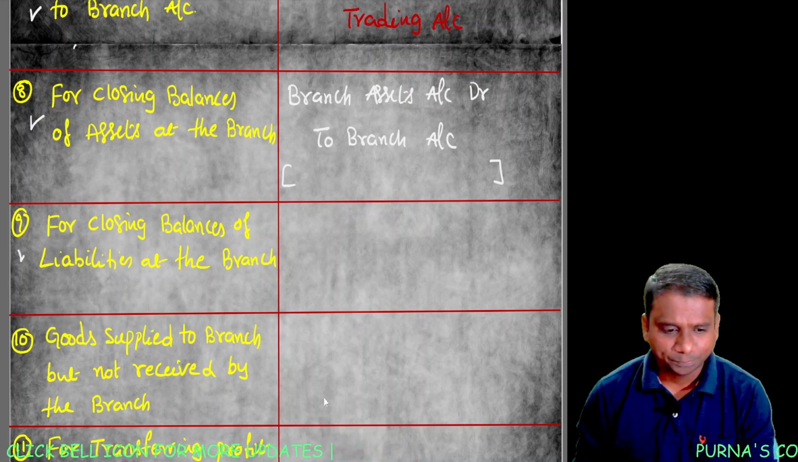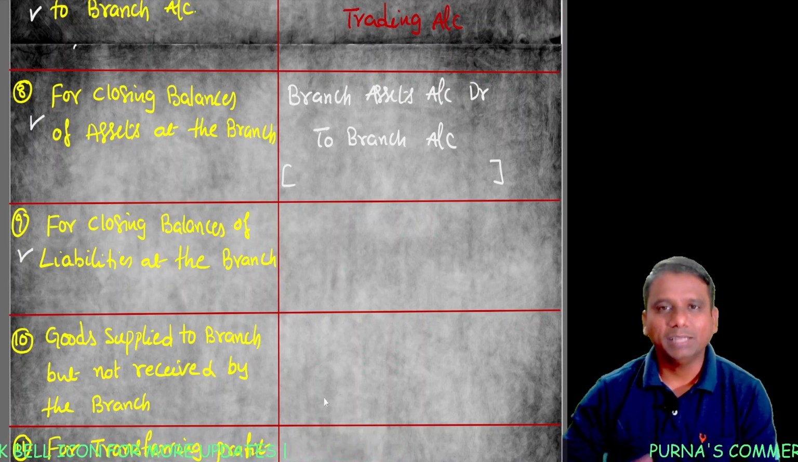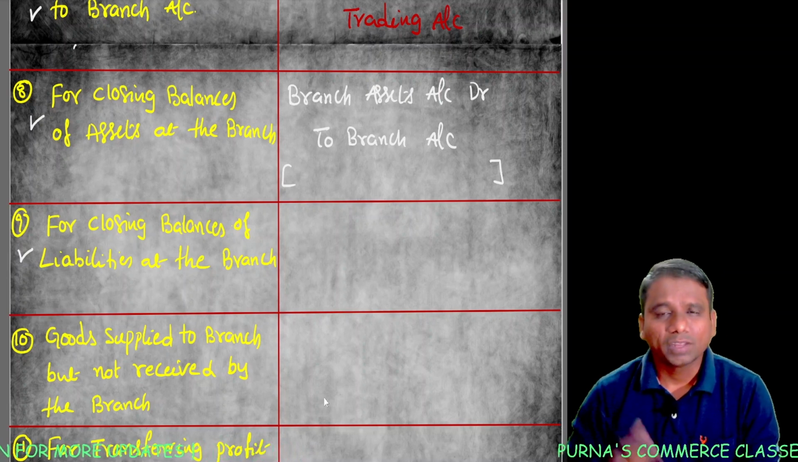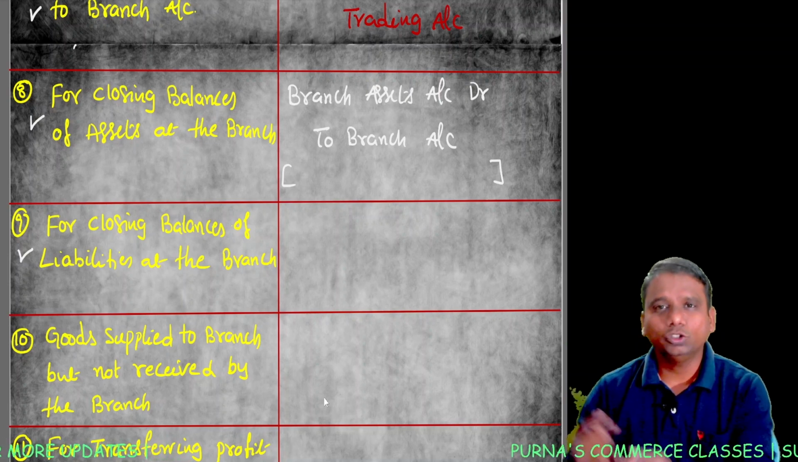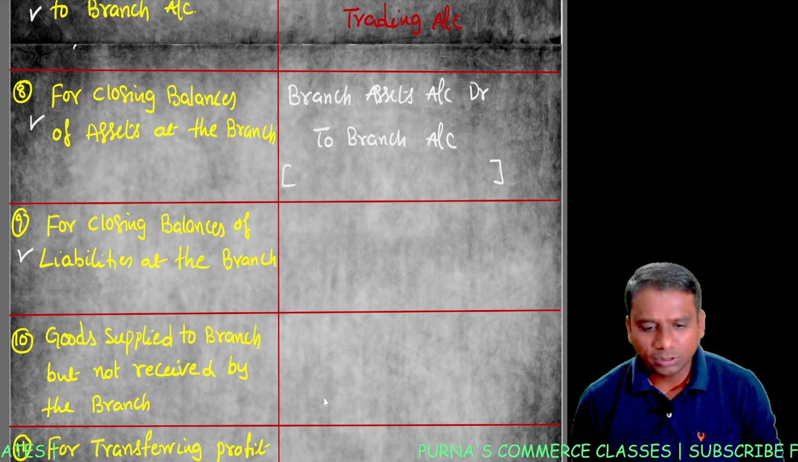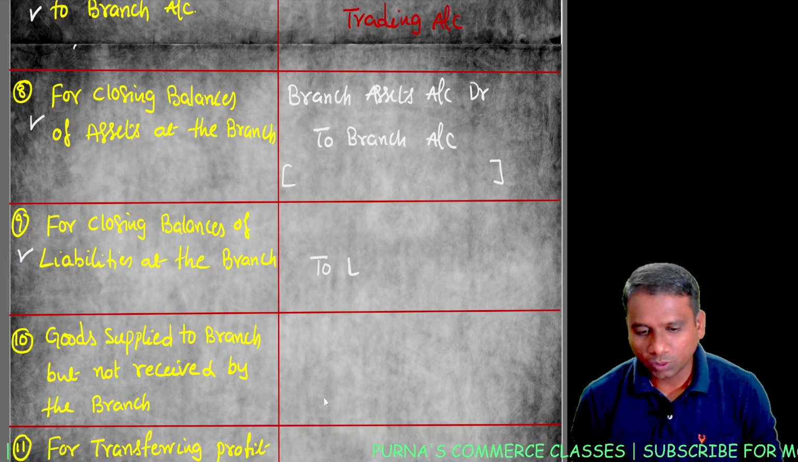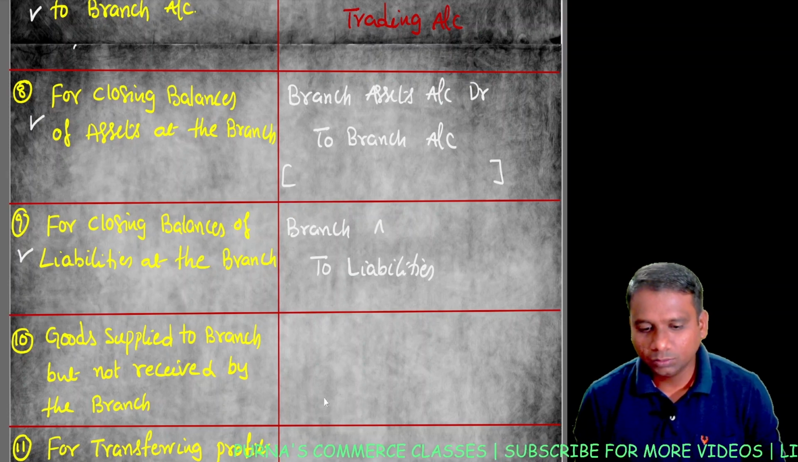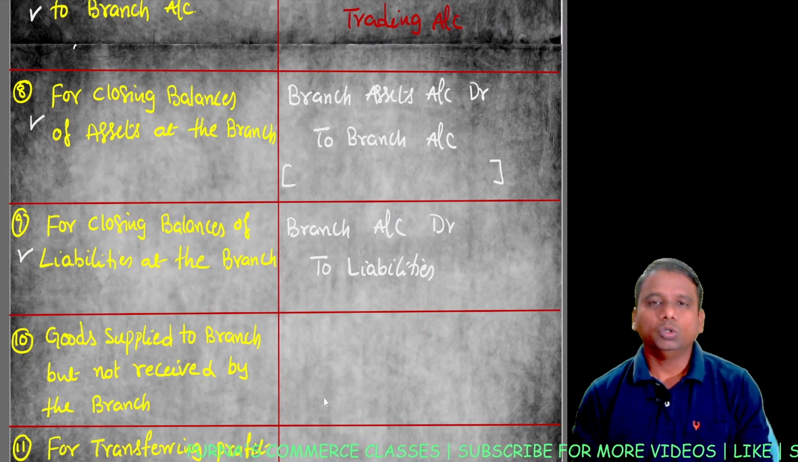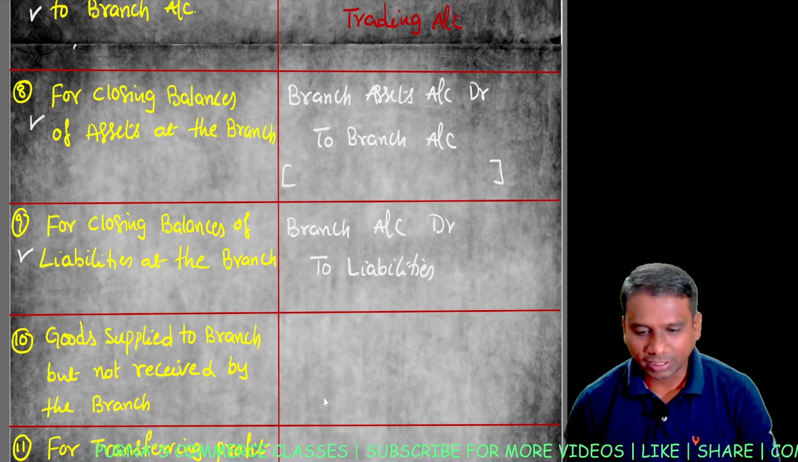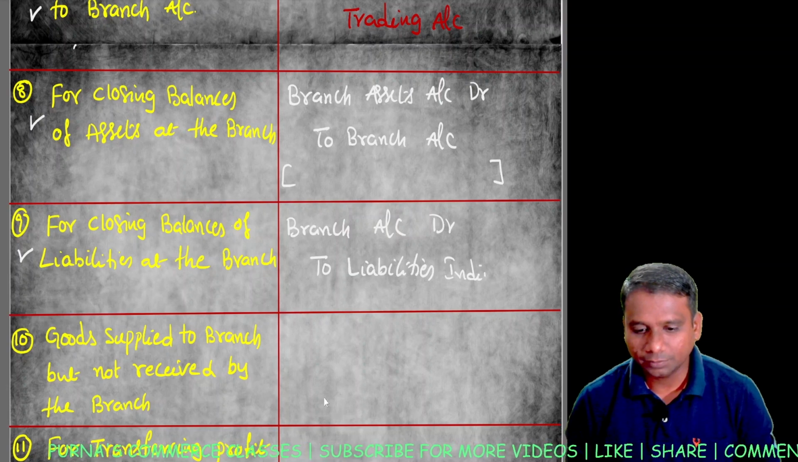Now, next one. For closing balances of liabilities at the branch. See, if you have any liabilities of the branch, then you have to bring them into our head office books. Now, generally a liability shows which balance? Credit balance. So, branch account to debit to liabilities account. These are the closing balances of liabilities of the branch. Here we can write the liabilities individually.